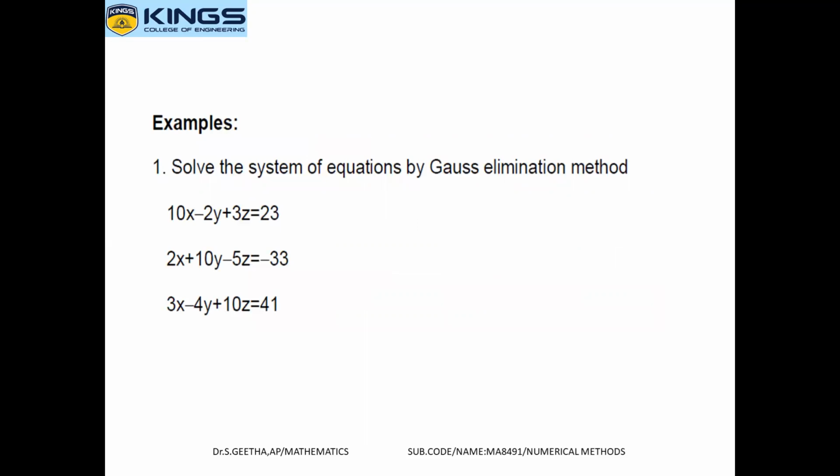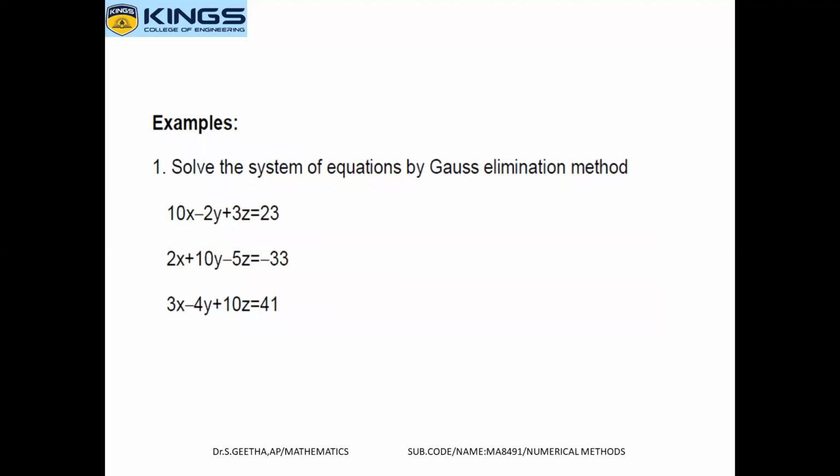Now we solve the system of equations by using Gauss elimination method. The procedure involved in this method is that the given system is transformed to an upper triangular matrix. Then by using back substitution, we obtain the solution. Example: solve the system of equations by Gauss elimination method.